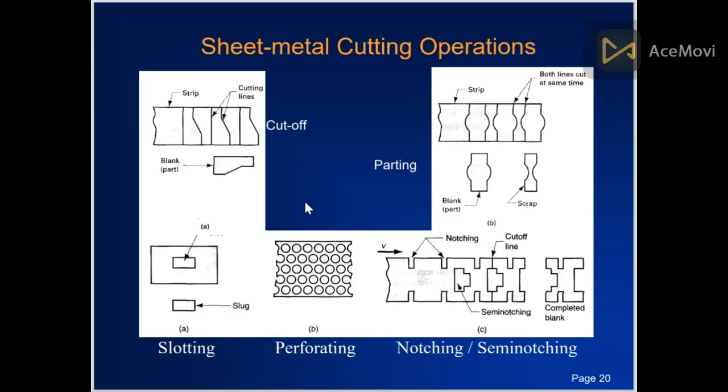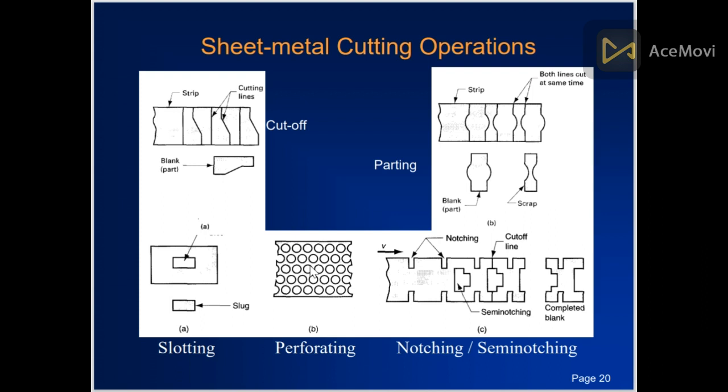Sheet metal cutting operations include these types. Cutoff is one kind, parting is another. In cutoff, you cut the piece in a way that you get the desired part in both cases. This is basically cutting lines, and this and this are the same thing. Parting is where this is the strip and this is the scrap: part, scrap, part, scrap. Slotting is like this, with the extra material and the part.